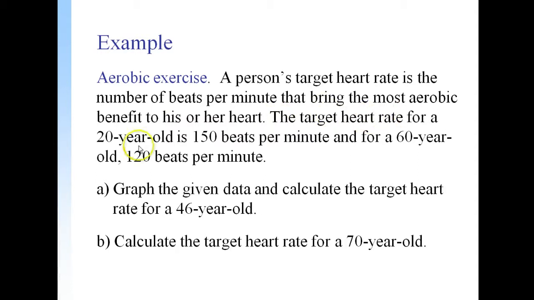The target heart rate for a 20-year-old to do this is 150 beats per minute. That is, you get out there and get your heart really working. But for a 60-year-old, it drops down to 120 beats. Now, graph the given data and calculate the target heart rate for a 46-year-old. And then calculate the target heart rate for a 70-year-old.